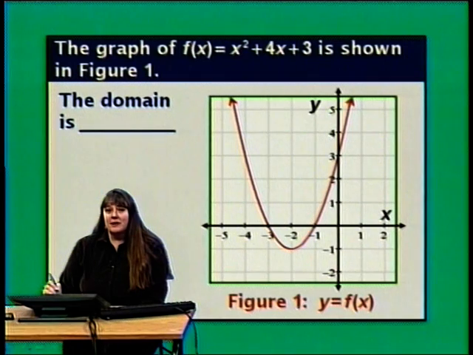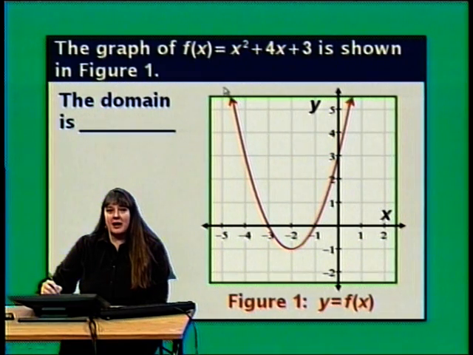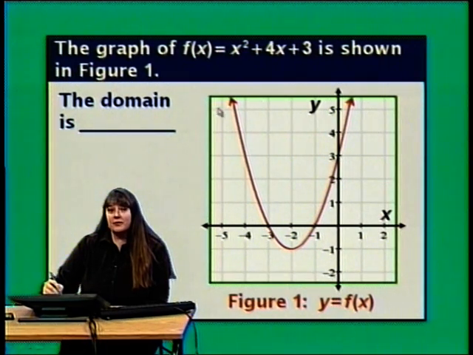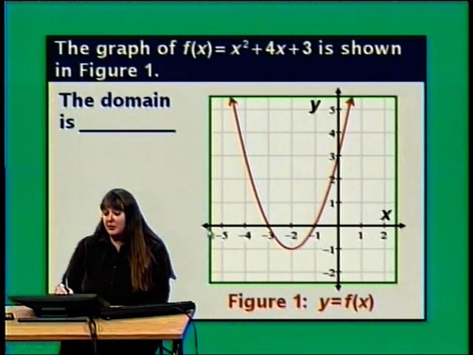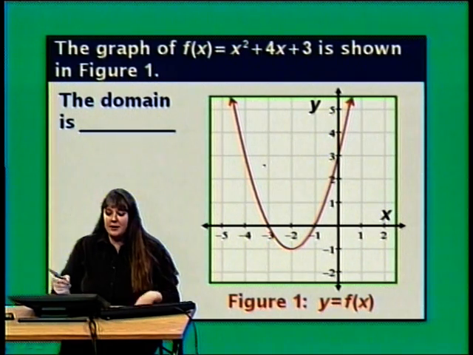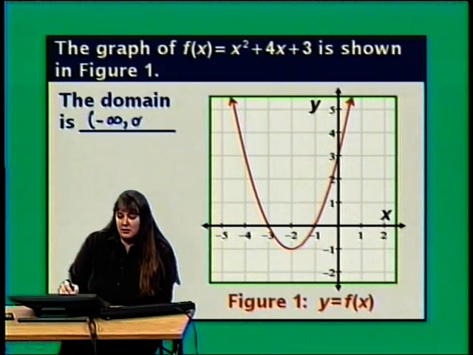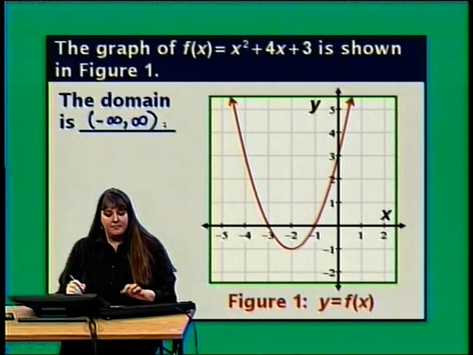What's the domain of this quadratic function? So here I see a parabola opening upwards, and the arrows at the end indicate that the parabola goes on forever, up and to the right and up and to the left. When I'm looking for domain, I'm looking at my input values or my x values. Since this keeps going off to the right and off to the left, I'm picking up all real numbers. So the domain, if I write that in interval notation, is negative infinity to infinity.